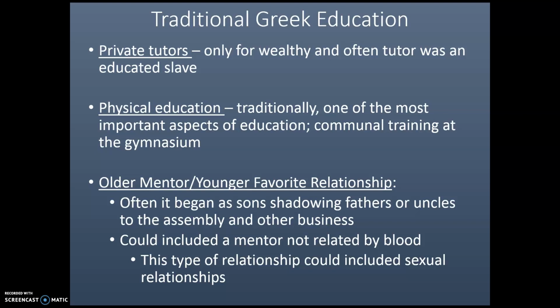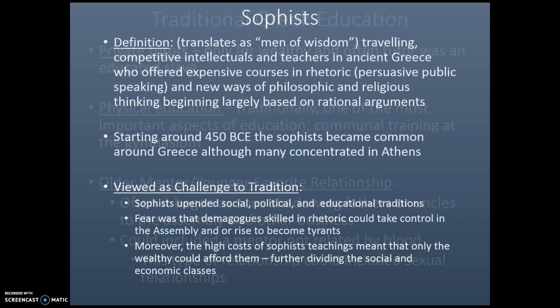However, most education went by a sort of mentor-mentee, older, younger, favorite relationship. It often began as sons shadowing their fathers or uncles, to just follow them, see how a man went about their day, their business, that sort of thing. This is different than the Spartan system, the agoge, which was more sexual. This did not have to be at all. It could, but it wasn't. But yeah, this was again a mentor-mentee relationship. Often you learn by watching and participating that way, and people showing you the ropes.